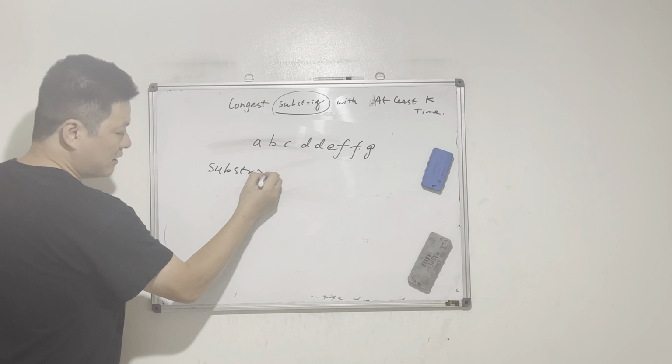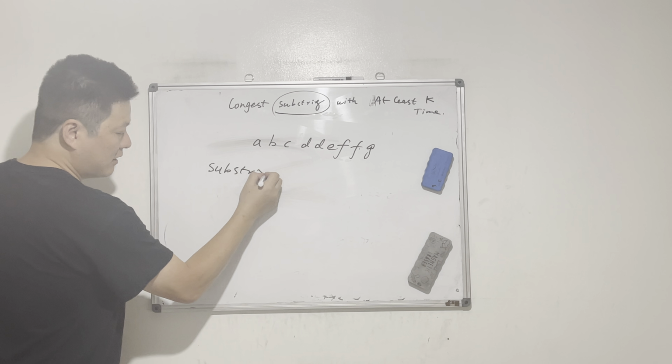Because we're looking for every character that appears at least k times, if we find a character that appears less than k times, it cannot be included in the final string. So what does it mean? It means we can split the string at these characters. So let's do this.